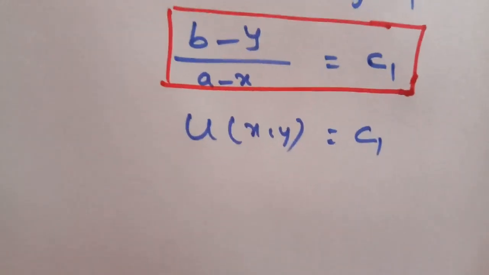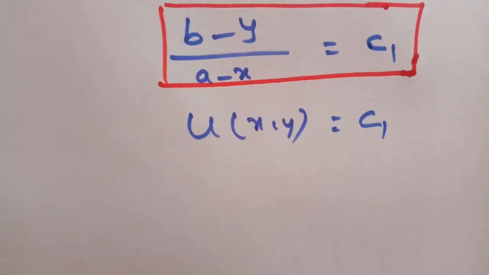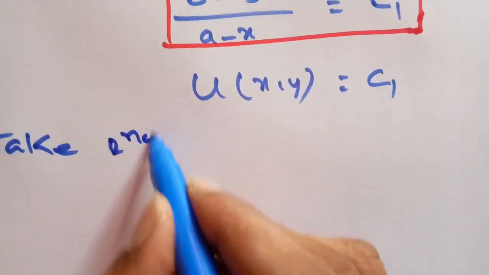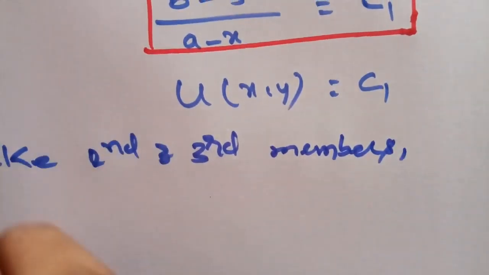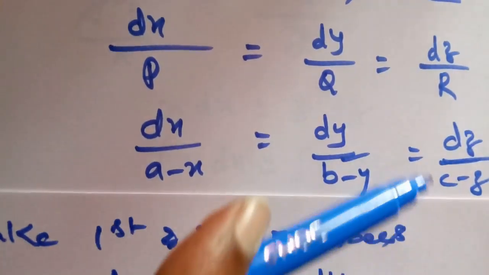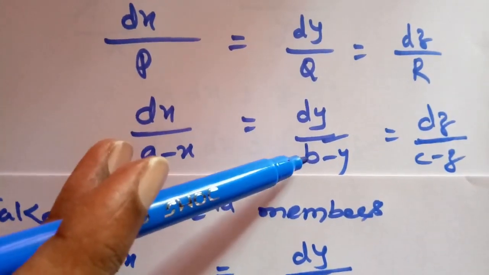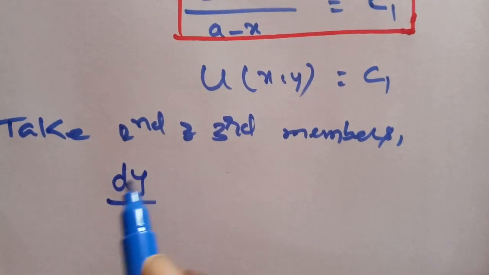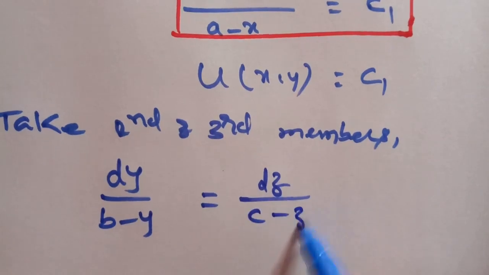Next take another group, either first and last or second and third. Take second and third members, that is dy by b minus y is equal to dz by c minus z. Dy by b minus y is equal to dz by c minus z.